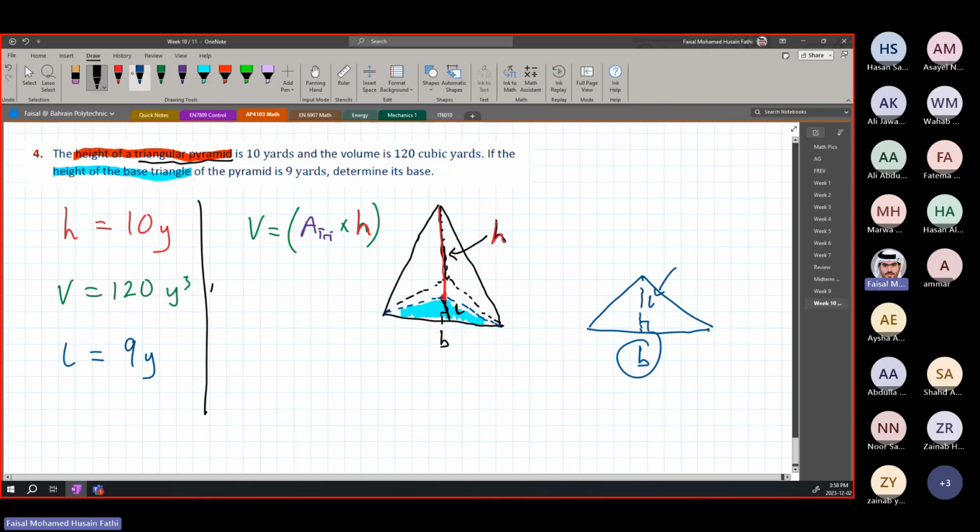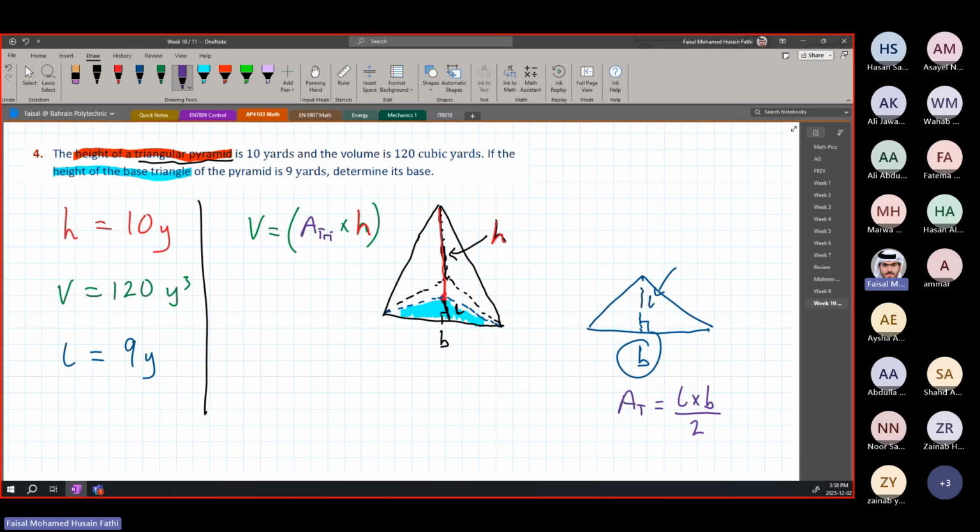Let's do this so there's no confusion. Before going to the volume, what is the area of this triangle? It's equal to the length times the base over 2, because the length in this case is the perpendicular height of the triangle, so we're just calling it L. L times B over 2. If we substitute that here, V is equal to L times B over 2 times the red height.